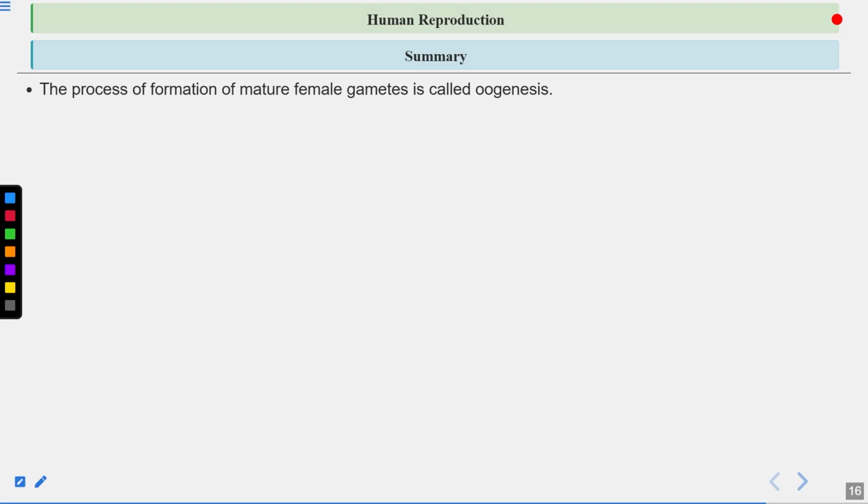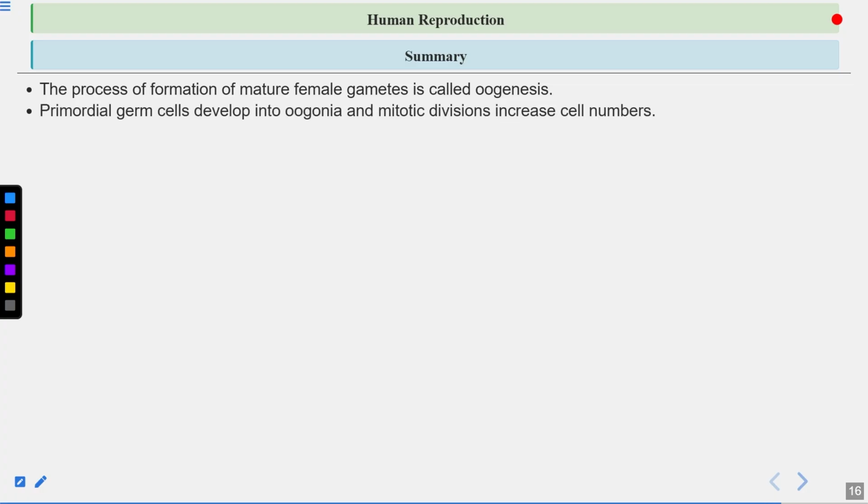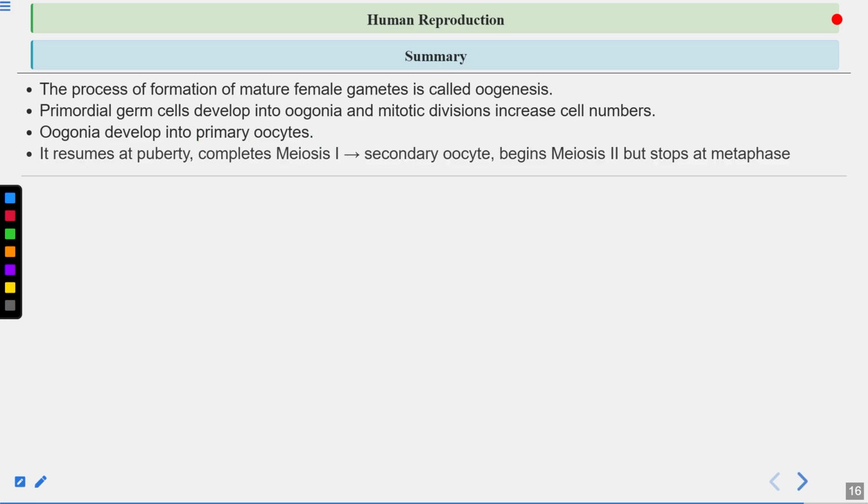Now let's summarize this entire lecture. The process of formation of the mature female gamete is called oogenesis, meaning formation of the egg. Primordial germ cells develop into oogonia, and by mitotic division they increase their numbers. Oogonia differentiate to form the primary oocyte, which will be diploid. They will have 46 chromosomes. Then oogenesis resumes at puberty.